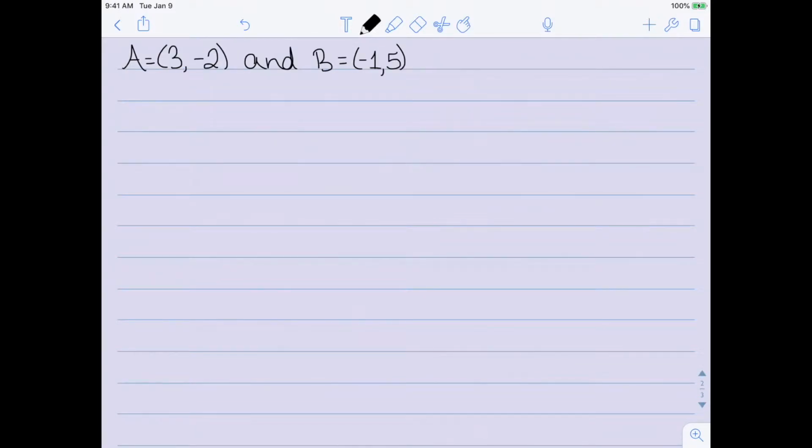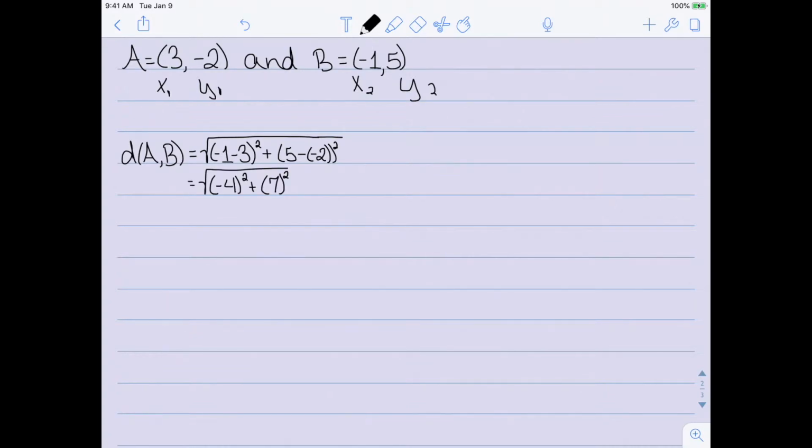I have the points (3, -2) and (-1, 5). So we'll let a be x1 and y1, and then b will be x2 and y2. So we start with the fact that we have the distance from a to b. We know we're going to need a square root. We then have x2 minus x1 squared, so -1 minus 3 squared. We then add y2 minus y1 squared, so 5 minus -2 squared. We then start by simplifying the stuff in parentheses, so we go ahead and do our subtractions. We can then square our values. And then finally we add 16 plus 49. And we have our solution is the square root of 65.